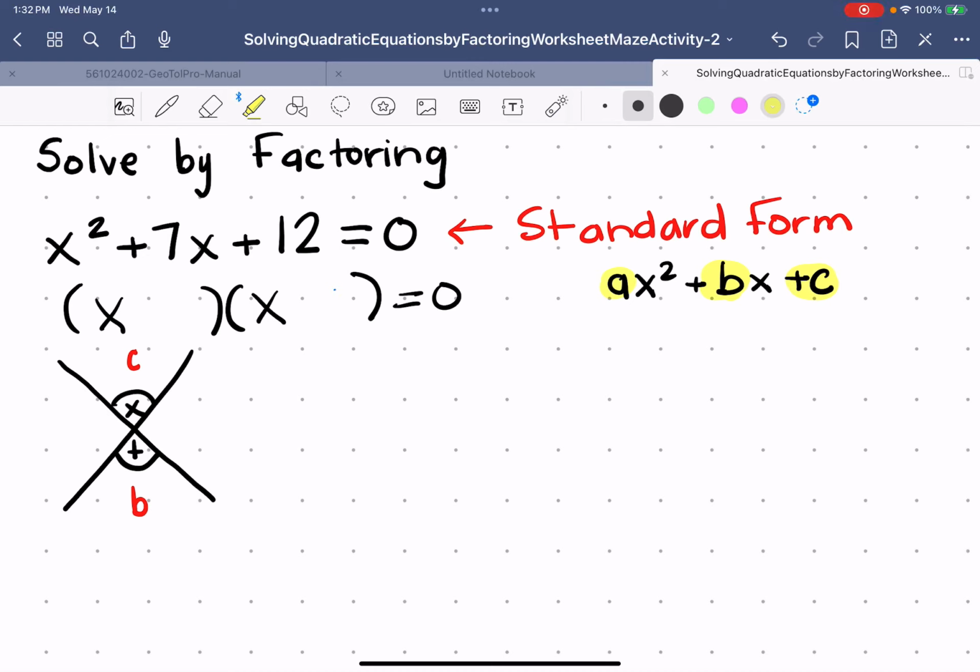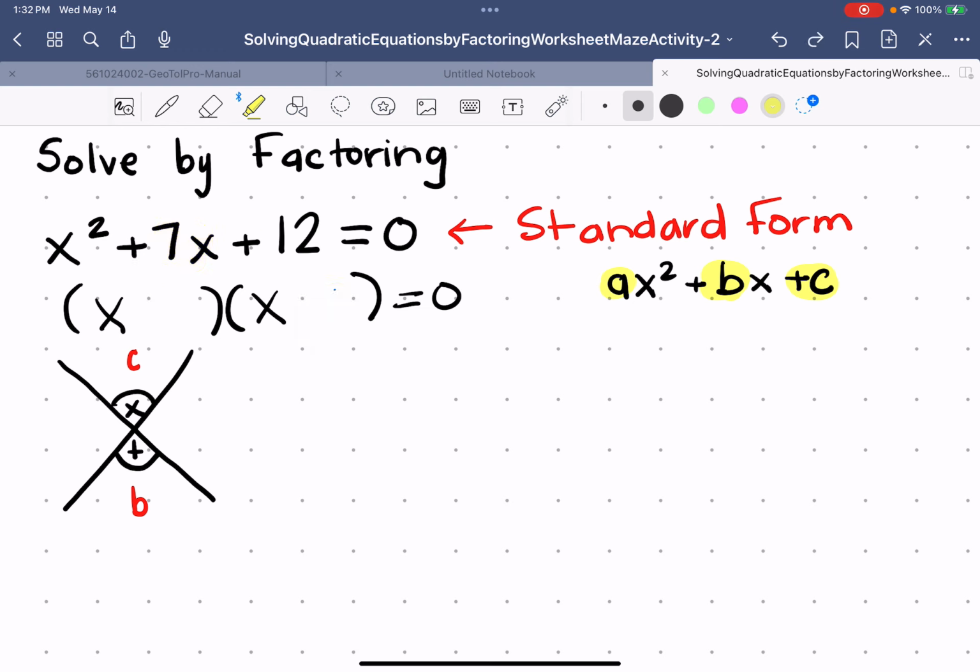Okay, in this method, we're going to be solving this quadratic equation by factoring using the big X method. I know that when I factor this, I want it to look like this. But I'm trying to figure out what the numbers are that are going to be in here, to give me that 7x and that 12. So we're going to use the big X for that.